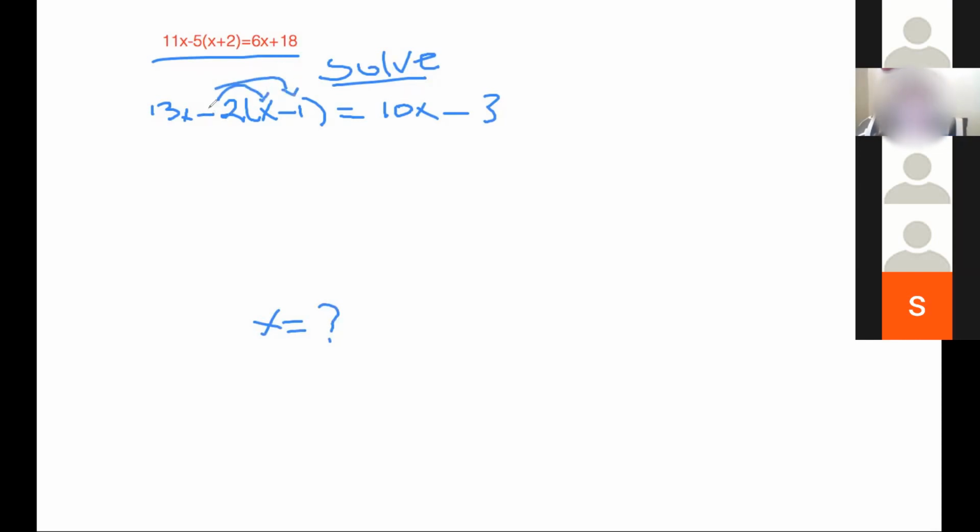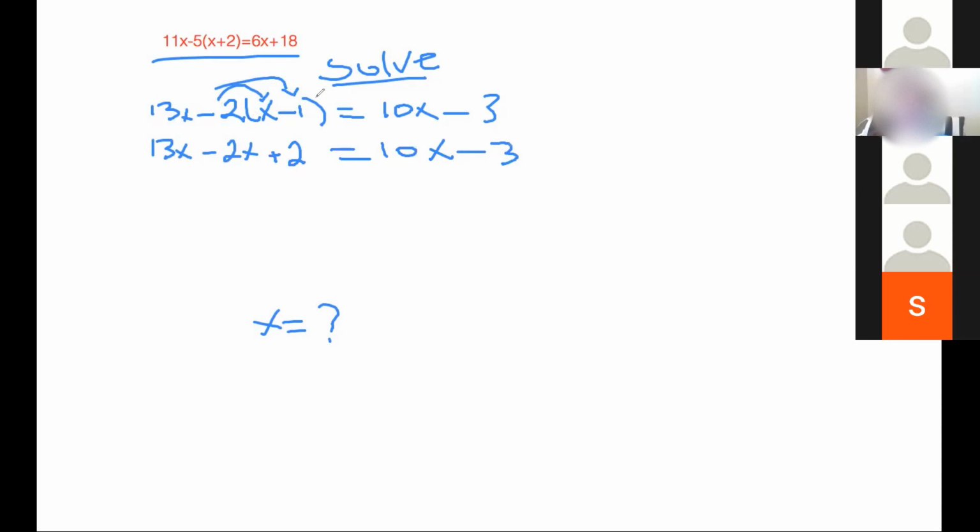Okay, so before doing anything else, we want to distribute. So we're going to bring down the 13x. 13x minus, then negative 2 times x is minus 2x. And then positive times negative 1 is negative 1. This side doesn't have parentheses, it stays the same.